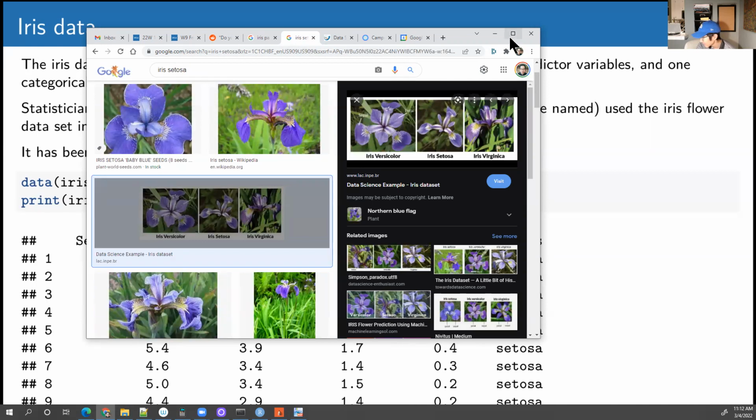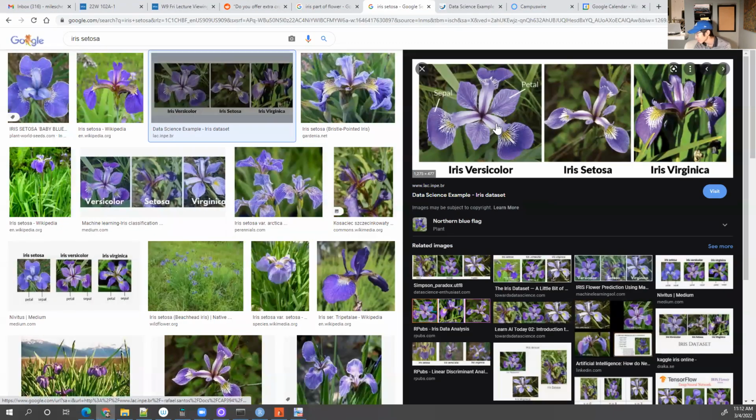This is the diagram that says this is what a versicolor iris looks like. We're measuring the length and width of the sepal. And here's setosa and here's virginica, and we're measuring the length and width of these different things.